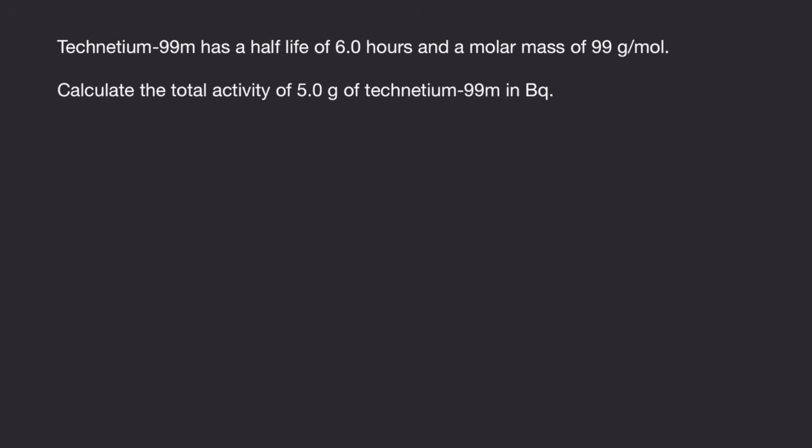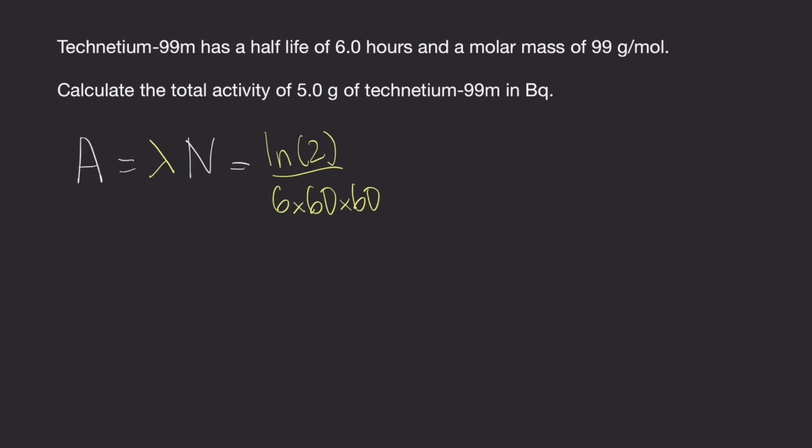Another similar example. Technetium-99m has a half-life of 6 hours and a molar mass of 99 grams per mole. We want to calculate the total activity of 5 grams of technetium-99m in becquerels. Once again, we're going to use the fact that activity is equal to the decay constant multiplied by the number of particles. To work out the decay constant, we just do ln of 2 divided by the half-life, which is just 6 hours multiplied by 60 times 60 to convert that to seconds.